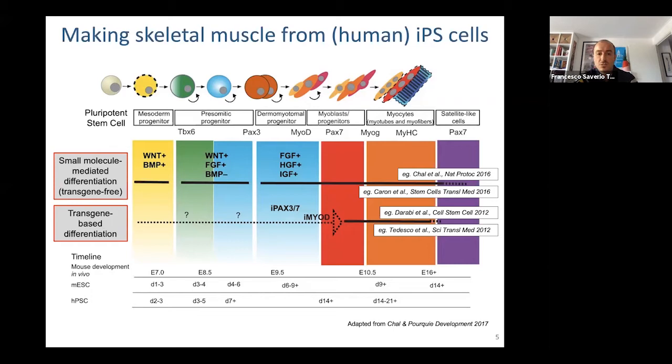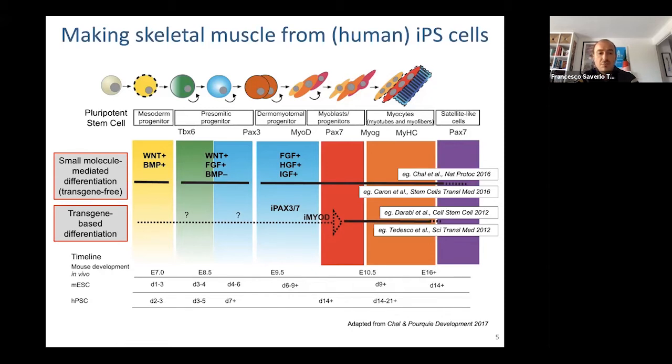There are different ways to do that. There are different transcription factors that can be expressed at specific time points of the iPS cell or pluripotent cell differentiation to induce the myogenic program, the skeletal myogenic program, PAX3 or PAX7, like the work done by Rita Berlinguero, for example, or MyoD, as we did years ago.